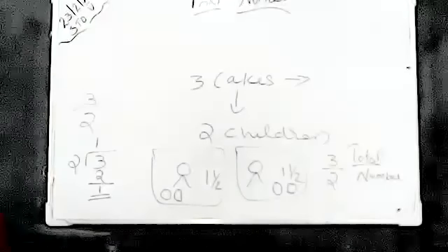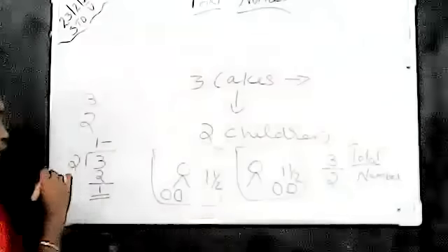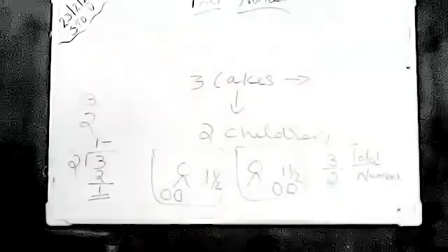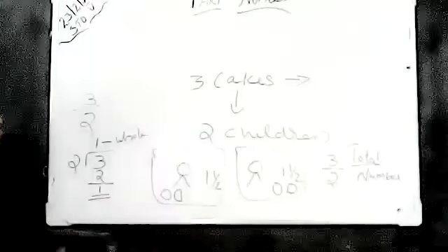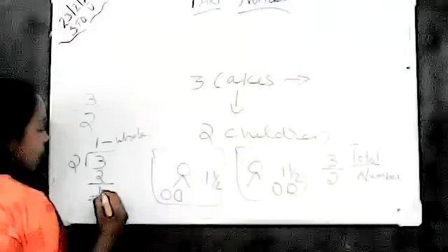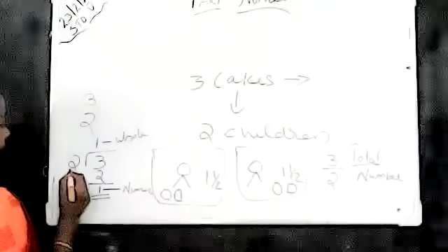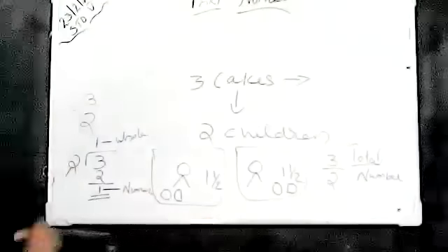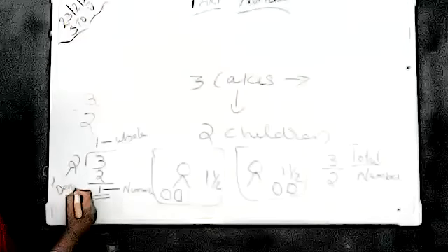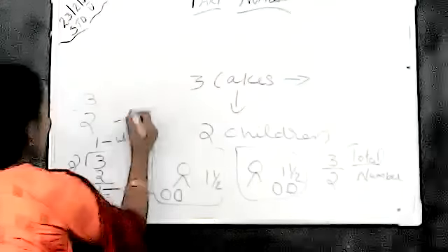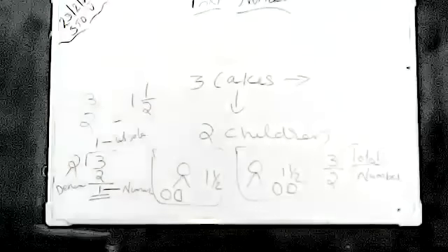After division, the quotient changes into the whole number. The remainder changes into the numerator, and 2 is the denominator. That is the same denominator. How can we divide 3 by 2?